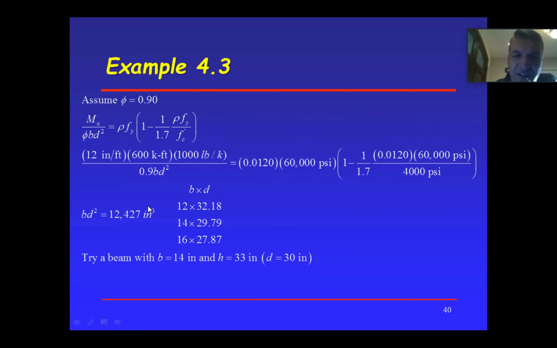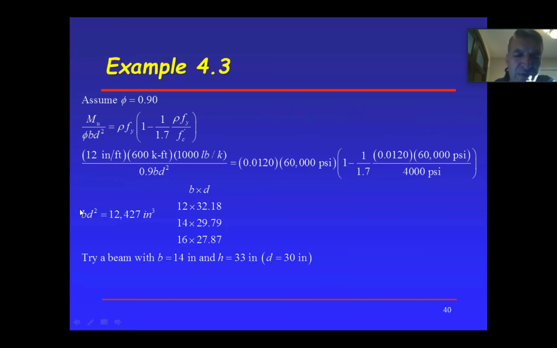If you simplify this, b d squared equals 12,427 inches cubed. Be careful with the units. That's why we converted to inches per foot and pounds per kip. So one equation with 2 unknowns, I cannot solve, but if I assume 1, I can calculate the other. From practical experience, a lot of our beams are 12 inches wide, 14 inches wide, 16 inches wide, and all that. So I assume b as 12, 14, and 16.